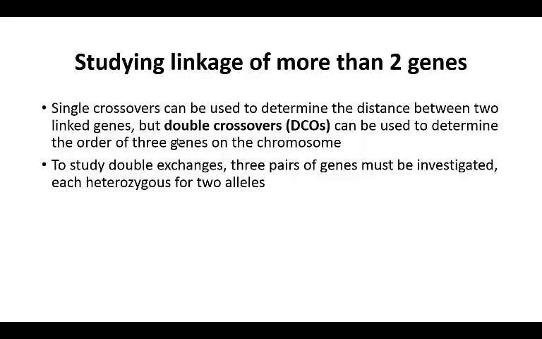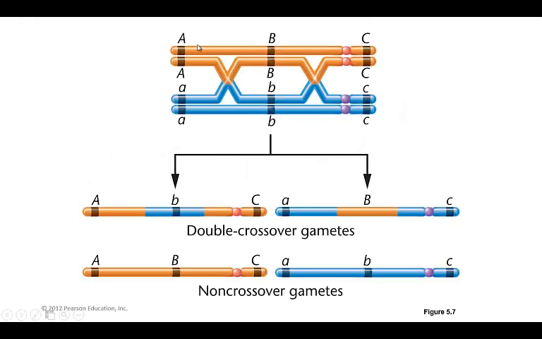Okay. So what we've talked about so far are primarily single crossovers, and you can use these to determine the distance between two linked genes. But you can use double crossovers to determine the order of 3 genes on a chromosome. So when you're studying these, you must look at 3 pairs of genes, all on the same chromosome, and the best way to do it is to study ones that are heterozygous. So say you're looking at genes A, B, and C, if a double crossover event happened, you couldn't necessarily tell the difference from the parental in some of the cases.